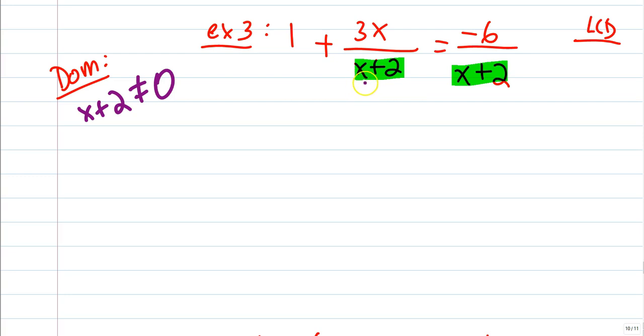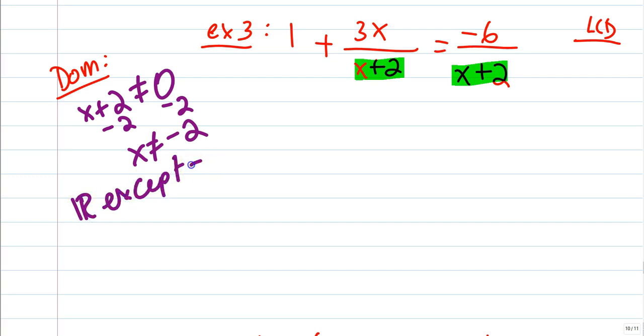Because 0 does not put a 0 down here. If I do 0 plus 2, that's not 0. See, that's not the issue. What puts a 0 down here? Well, if I solve this, then x cannot equal -2. So our domain would be all real numbers except -2. All right, so that's just a little side note.